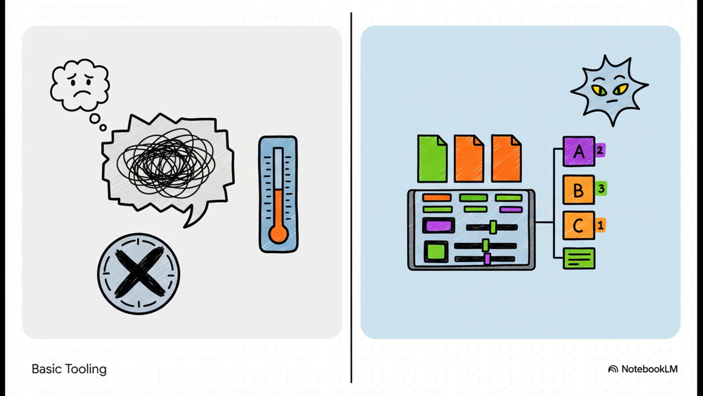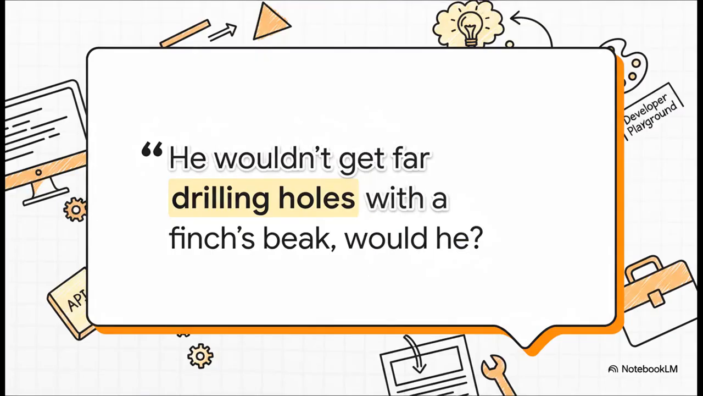I remember this one afternoon I was trying to create a persona for a grumpy solicitor named Mr. Abernathy. I had tabs open everywhere, trying to track these tiny little changes. It was maddening. The tool itself was getting in my way. Professional tools, on the right, bring order to that chaos. And the source material just nails it with this analogy. A woodpecker is a master of its craft because it has the right tool for the job. Trying to do professional level work in a basic chat window? Well, that's like asking that woodpecker to drill holes with a finch's beak. It's not going to work. You need a tool that's actually built for the task.